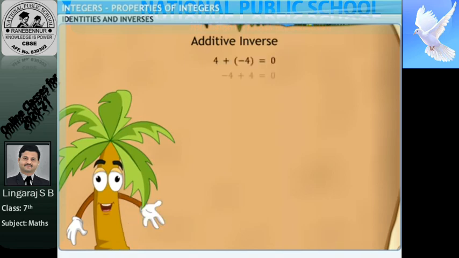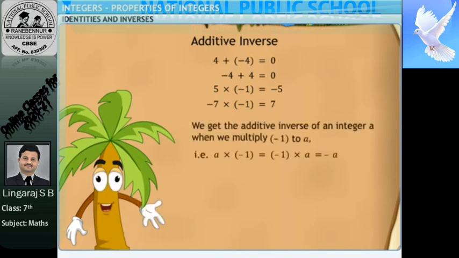When we add 4 to minus 4, the result is 0. 4 is the additive inverse of minus 4, and minus 4 is the additive inverse of 4. Now, for the additive inverse. When 5 is multiplied by minus 1, the product is minus 5. Minus 5 is the additive inverse of 5. Similarly, when minus 7 is multiplied by minus 1, the result is 7. Therefore, the product of any integer and minus 1 is its additive inverse. Wasn't that simple?